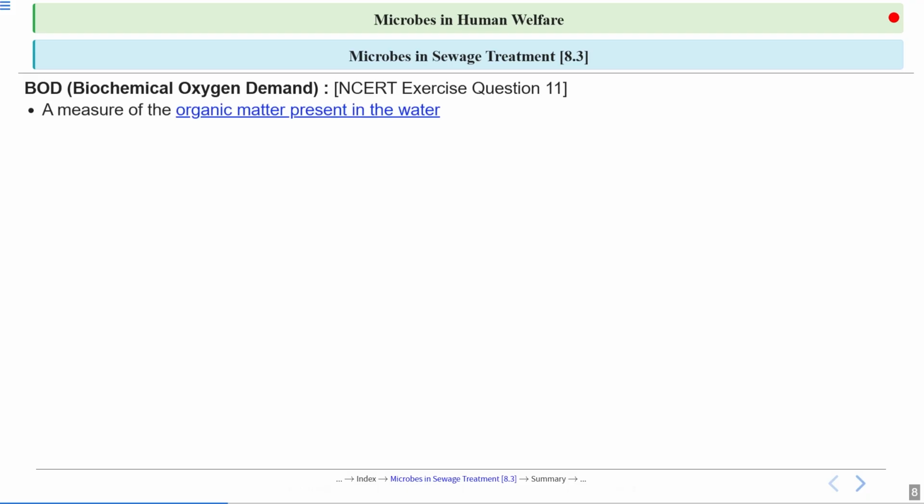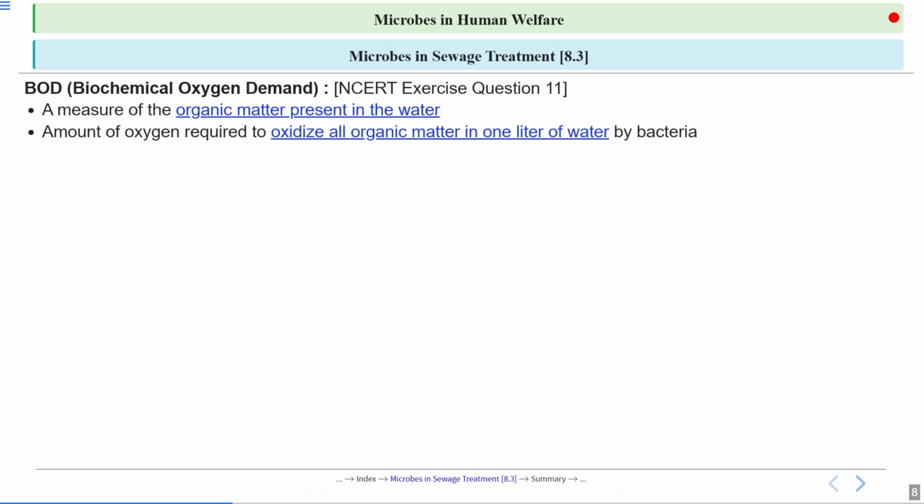Let's talk about BOD, biochemical oxygen demand or biological oxygen demand. BOD measures how much organic matter is in the water. It is a measurement of how polluted the water is. The amount of oxygen required to oxidize all organic matter in 1 liter of water by bacteria is known as BOD. For decomposing, for degrading the organic matter, oxygen is required. So this oxygen is required by these microorganisms. This is a very simple definition of BOD.